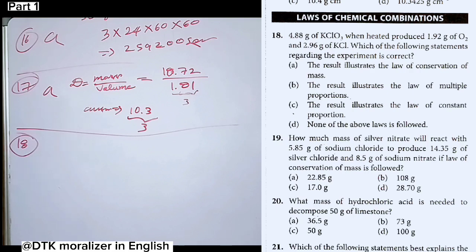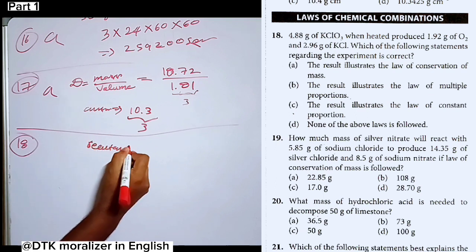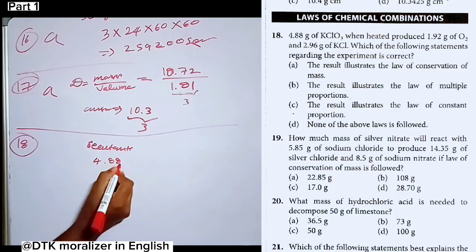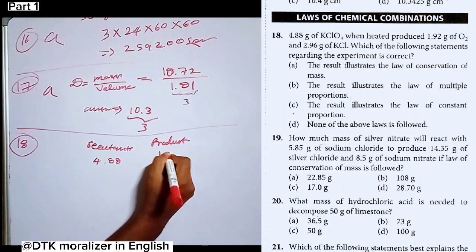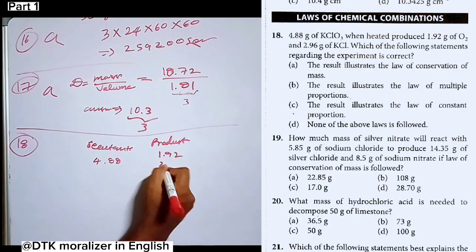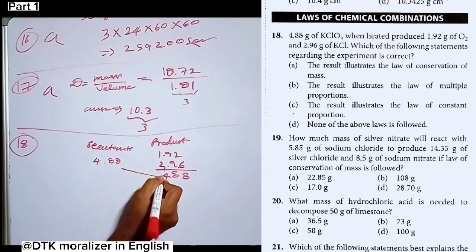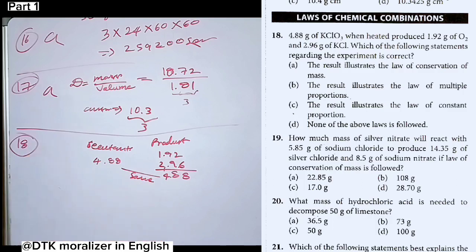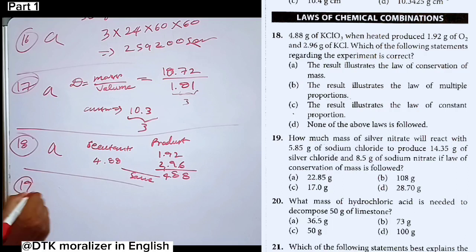So here, when we add the reactants and the products, the products are equal to the reactants. So masses are equal on the reactant side and product side. As you can see, when we add the products, the answer would be the same. So here the law of conservation is followed. Option A is right.